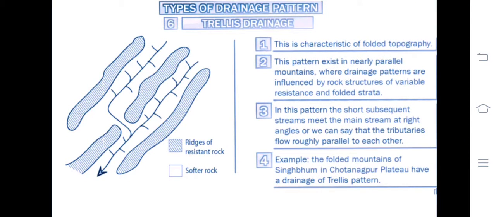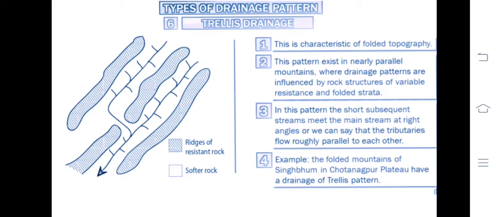It's very, very different. First I will try to relate it with the diagram. Let's say you have ridges of resistant rock, and because of the ridges, which create barriers, streams will follow the direction, obviously. The second one is softer rock, which will not create any hindrance or barrier to the streams. So let's say water is flowing, and there is a ridge, and in between there is a gap. The stream will cut at 90 degrees and meet the main river system.